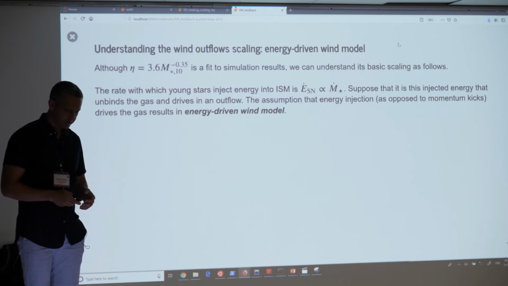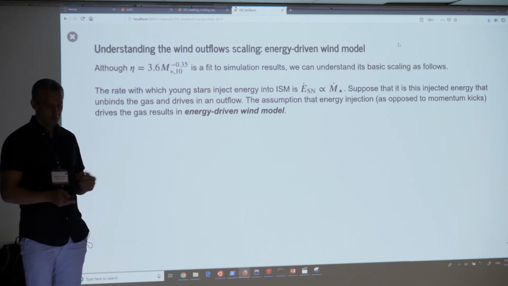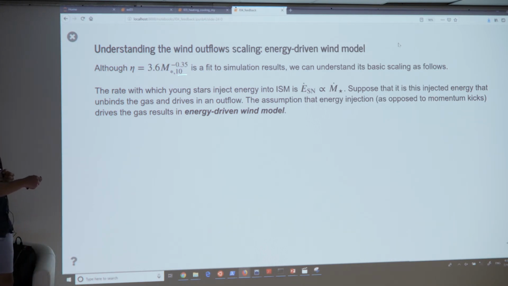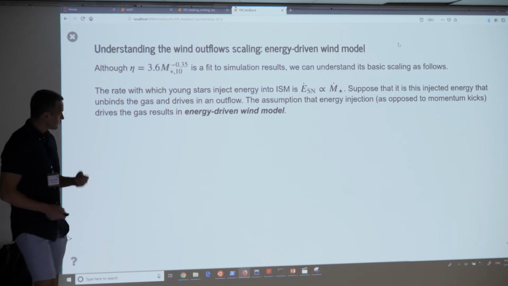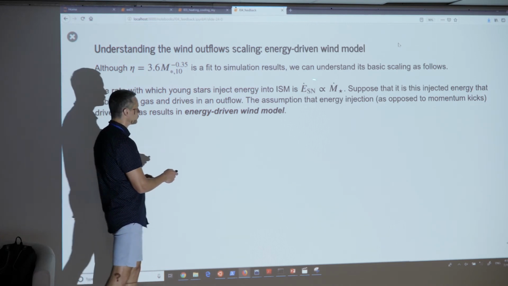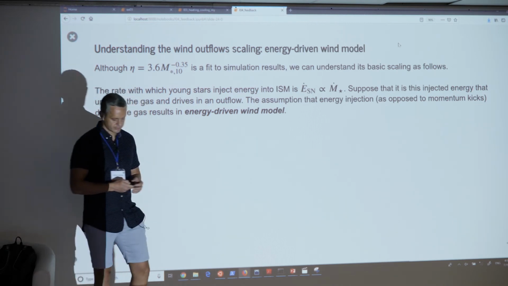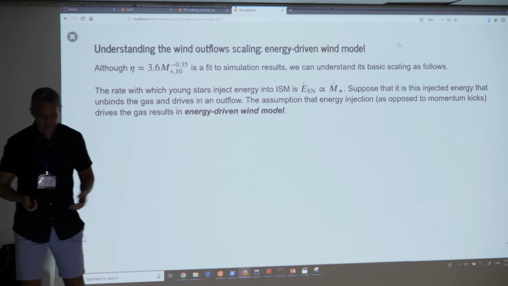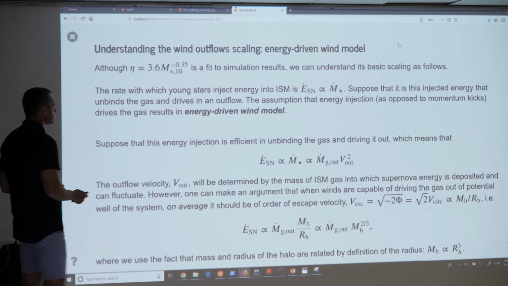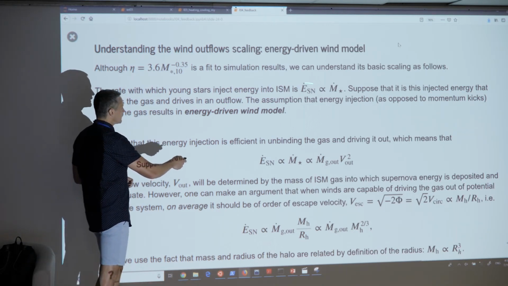In the notebook, you can find a couple of different models, but this one already will tell you that you can understand the scaling in a relatively simple way. The model I'll present to you is called the energy-driven wind model in the literature. This model, first of all, makes the observation that the energy injection from supernovae should be proportional to the star formation rate, because young stars are what's producing the energy. It's called energy-driven because we're not considering momentum. We're just considering injection of energy by supernovae.